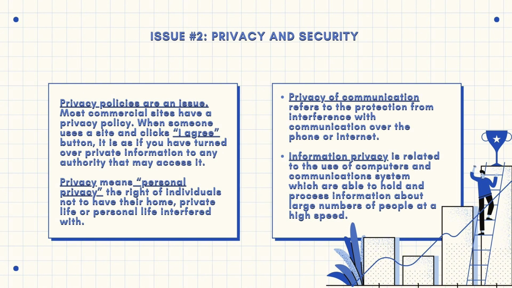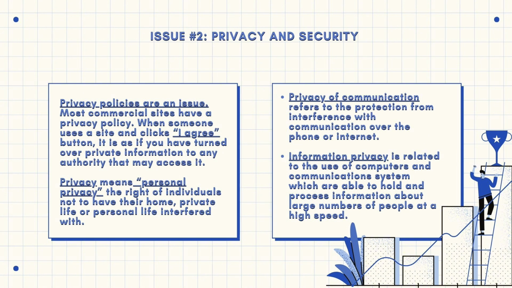Most controversial sites have a privacy policy. When someone uses a site and clicks the I agree button, it is as if you have turned over private information to any authority that may access it. And when we say privacy, it means personal privacy, the right of individuals not to have their home, private life, or personal life interfered with. So take note of the definition.